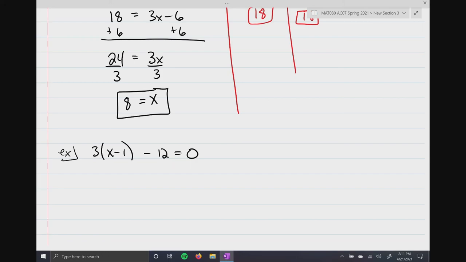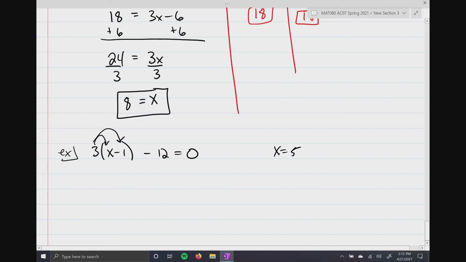Okay, anybody get an answer yet? X equals 5. All right, let's see. So, first thing, no fractions. That's a good thing. Second, do I see parentheses? Yes. So, I'm going to go ahead, use my distributive property to remove them.